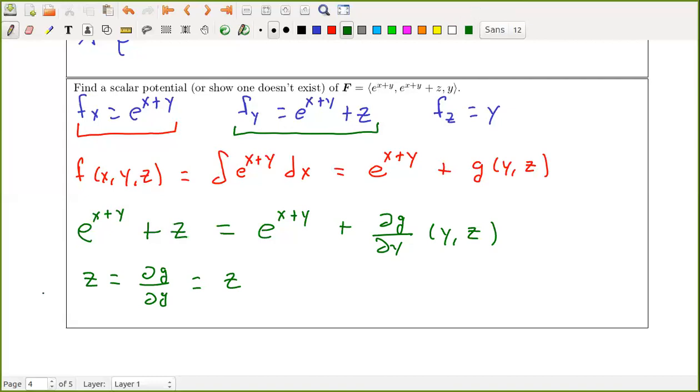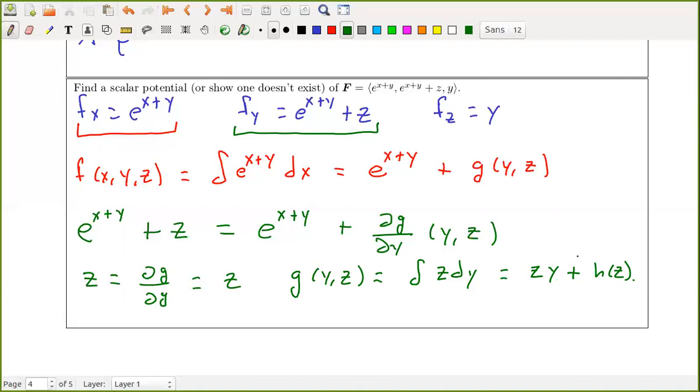So if the partial derivative of g with respect to y is equal to z, then what do I know? I know that g of y, z is equal to the partial antiderivative of z with respect to y, and this is equal to zy, and now the constant of integration is just going to be a function of z, which I'll call h of z.